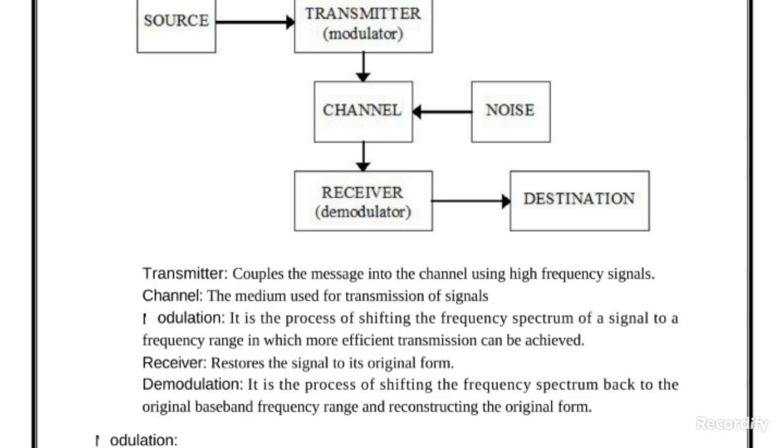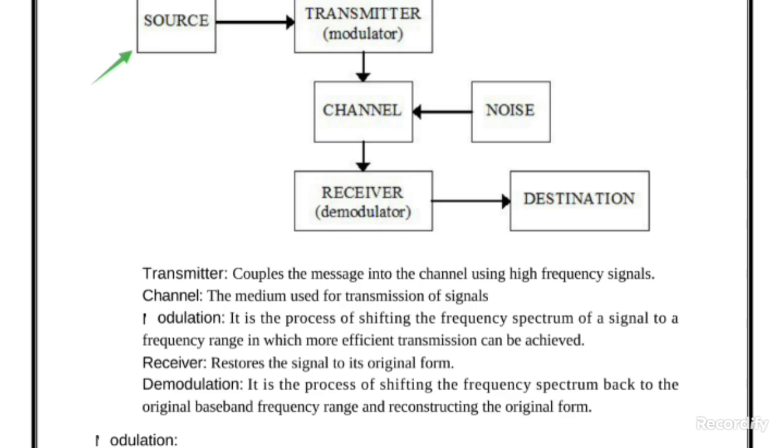The first one is source. In analog communication, we can transmit the signal in three ways. The first one is voice, the second one is audio, and the third one is video. The frequency of voice is 300 Hz to 3.5 kHz, the frequency of audio is 20 Hz to 20 kHz, and the frequency of video is 0 to 4.5 MHz.